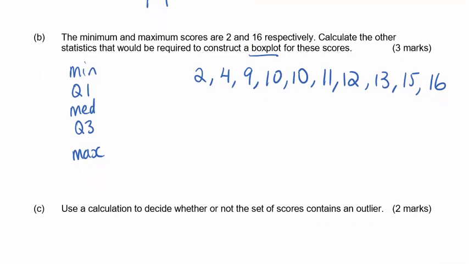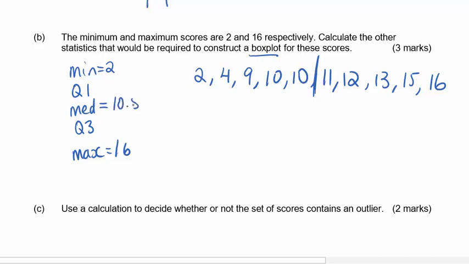So our minimum is 2, our maximum is 16. They're the nice easy ones. Now we need to find our median is the next one that we find. So counting into the middle, we're going to sit in the middle here. So that's halfway between 10 and 11 is 10.5.